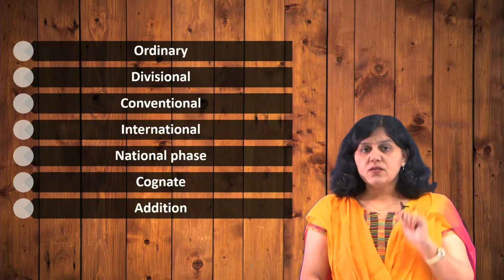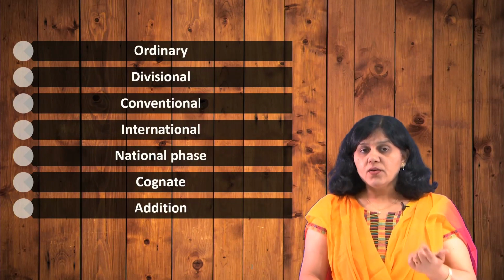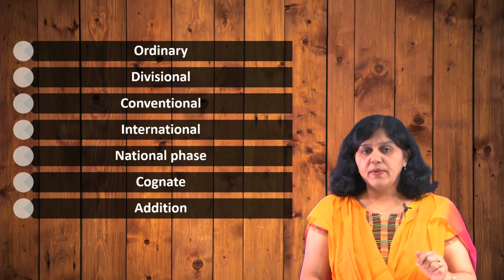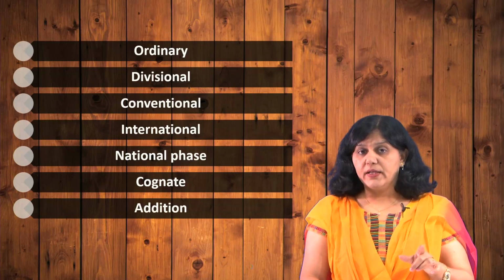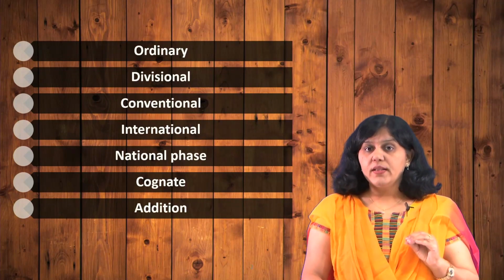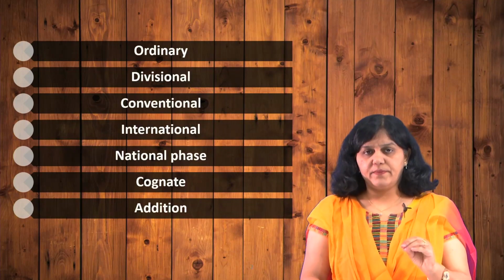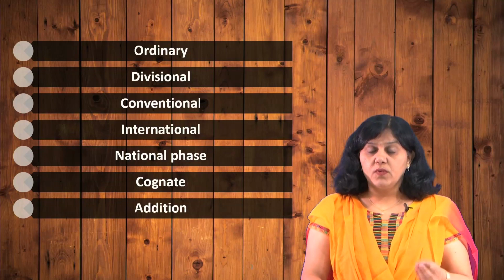So, this is what the divisional patent application is. Now, the question is, for that divisional patent, what will be the priority date? We know what the priority date is. Do you remember? It is the date when the patent is filed first time. Now, what is the first time? You will say patent will be filed only in first time. No.